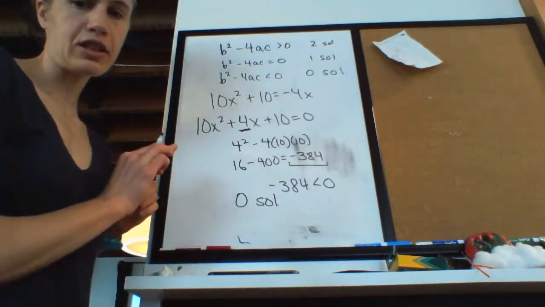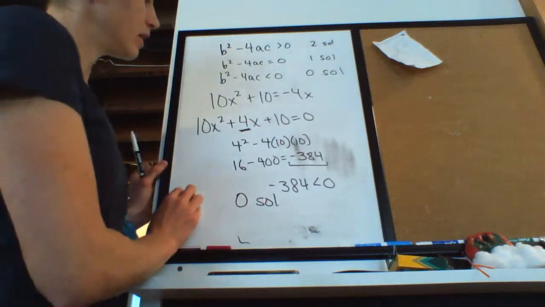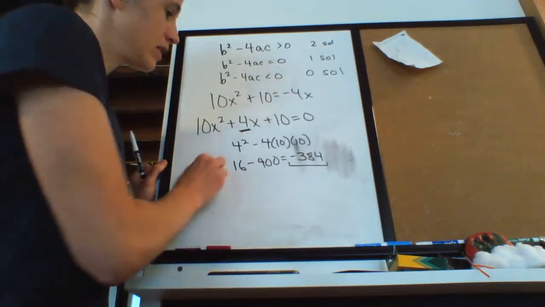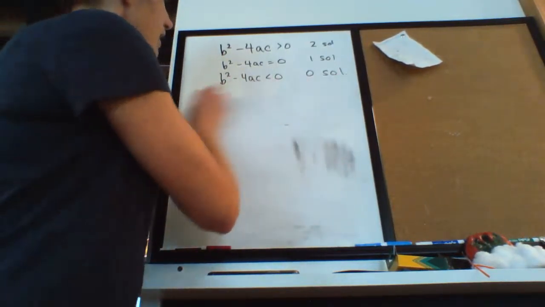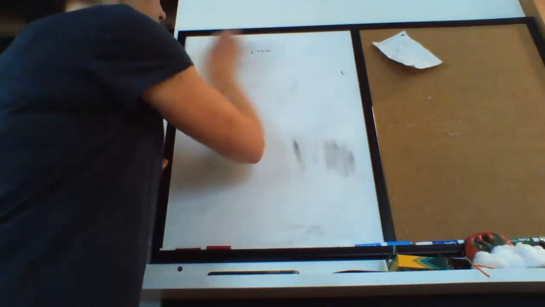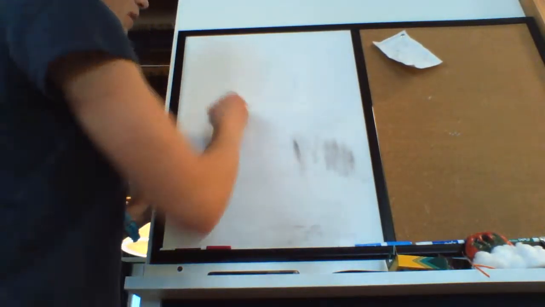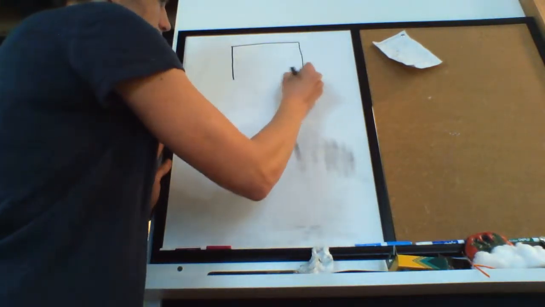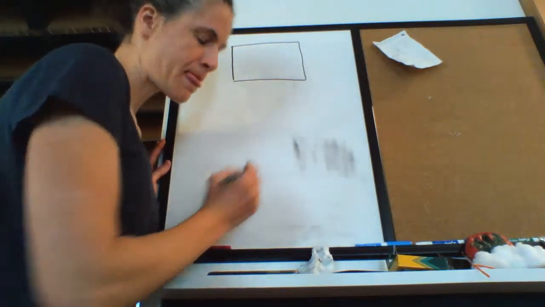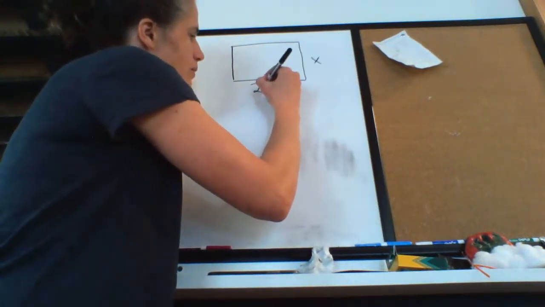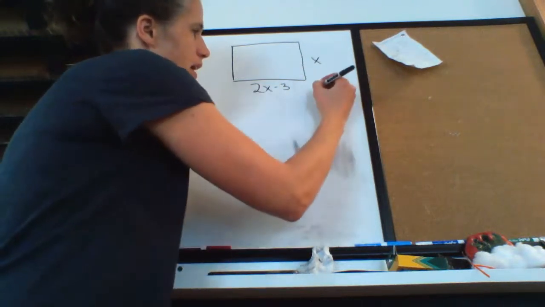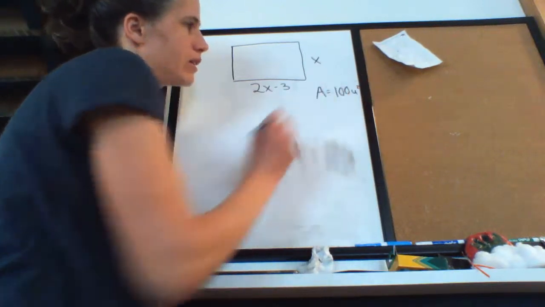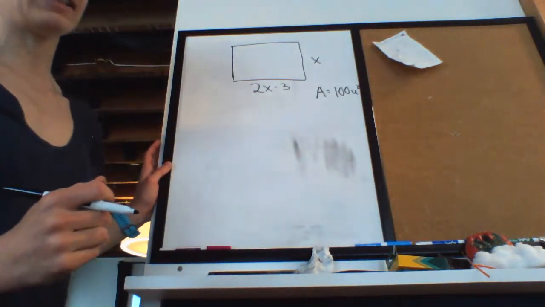Awesome. All right, let's talk about that last example, last type of problem. We've kind of gone over one of each type of problems you'll see on your test on Wednesday. And that's a story problem involving area. So let's say we have something like this, okay? And this is x, and this is 2x minus 3, and the area is 100 units squared, okay? And I want to know what x is.